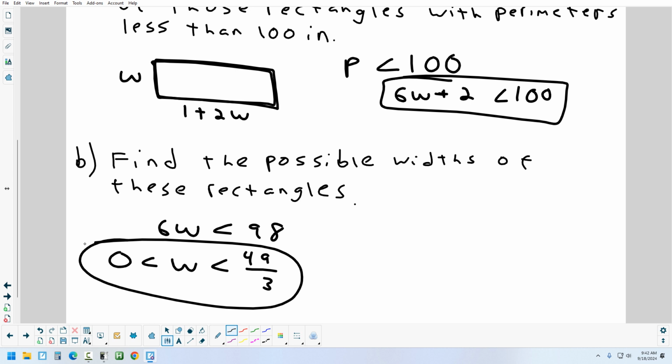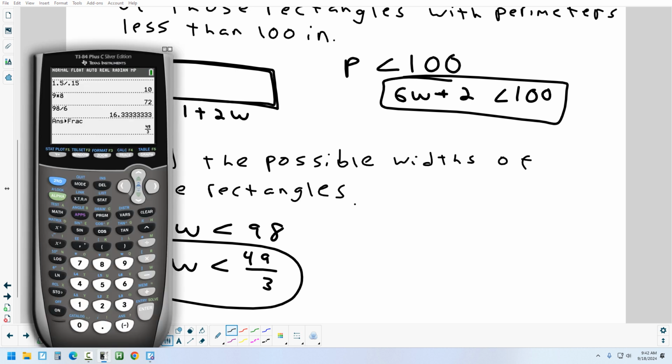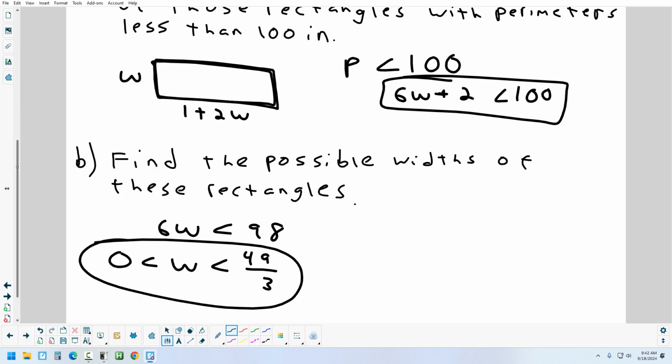Any question on that? Yeah. How do you make the fraction? You just press math and then just press enter right away, fraction. And it'll convert to a fraction. Yep. If it gives you back the same thing you started with, it means it either already was a fraction or it's something that it cannot figure out how to write as a fraction.